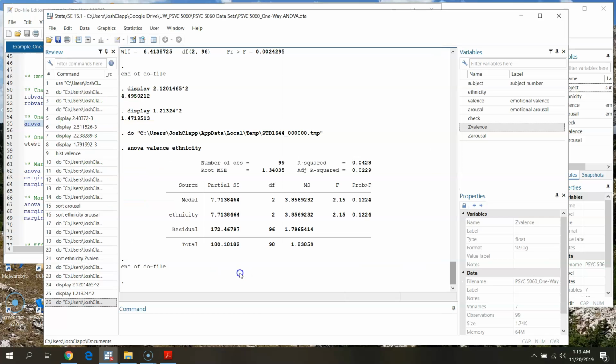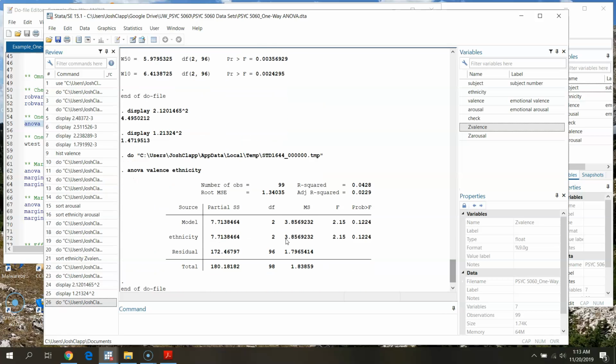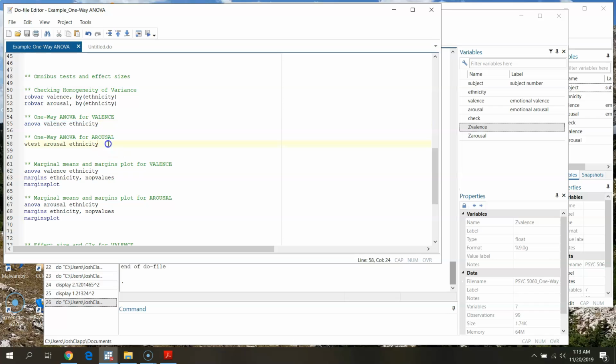Okay, so the other thing we want to do is take a look at arousal. But remember that for arousal, we had a violation of homogeneity of variance, and this is problematic. We want to make sure that we make an adjustment. Our ANOVA model, our F test, is assuming equal variances across each one of our groups. If we violate that, then our F isn't distributed as an F with the appropriate degrees of freedom, and so we need to run a corrected or robust test.